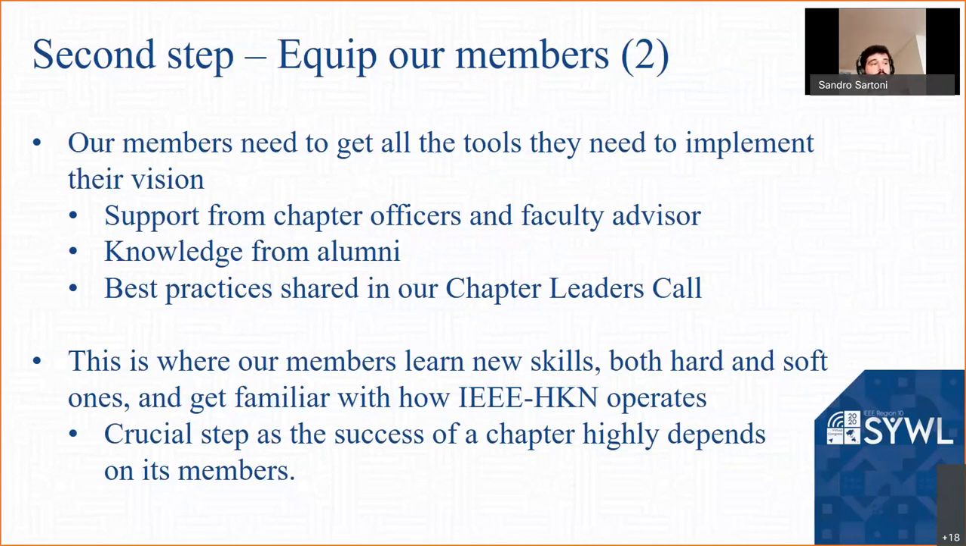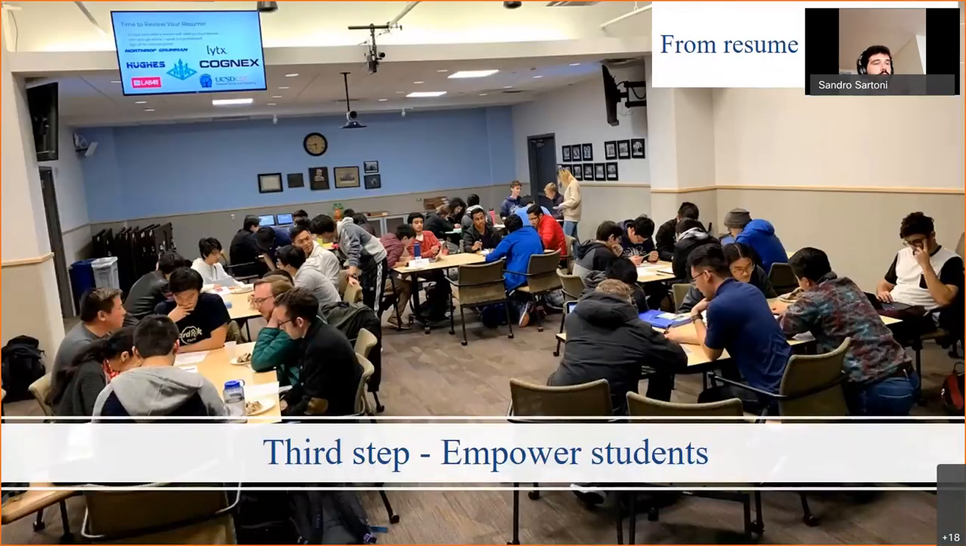And this is a crucial step, because I'm not saying 100%, but most of having a successful chapter is having prepared members. So if you have engaged members and you equip them and you give them all the tools they need to put in practice their vision, you have, moving to the next slide, empower students.